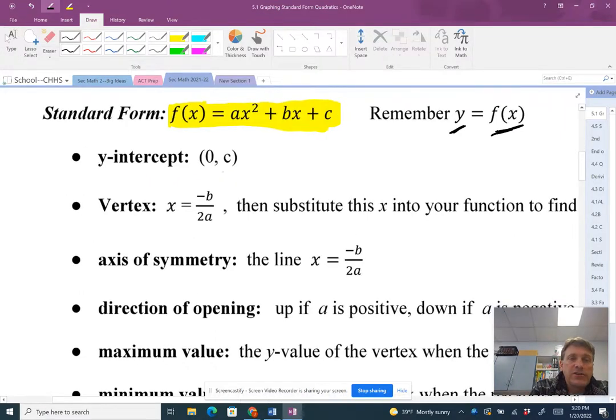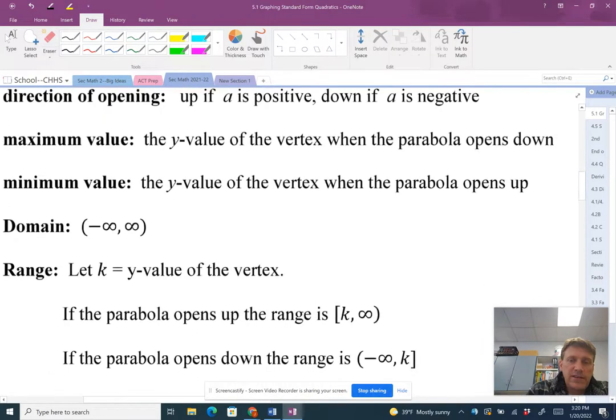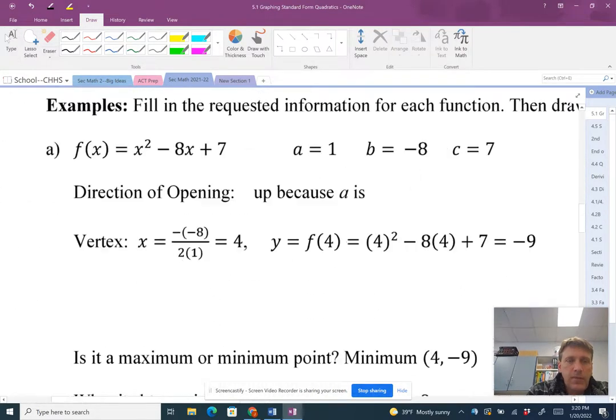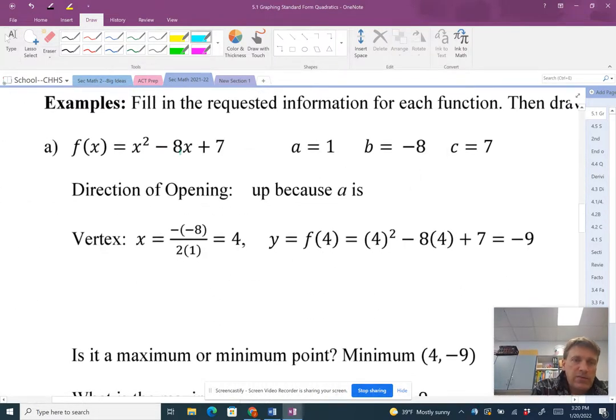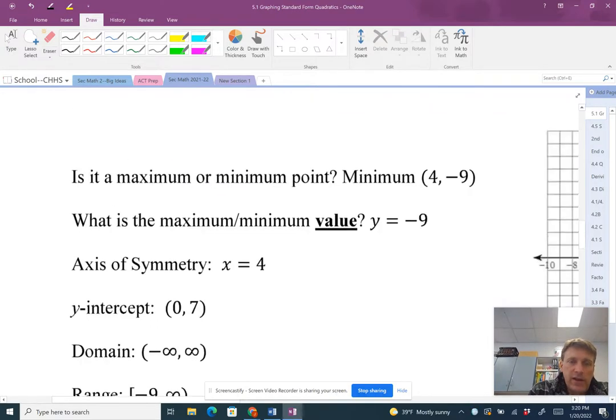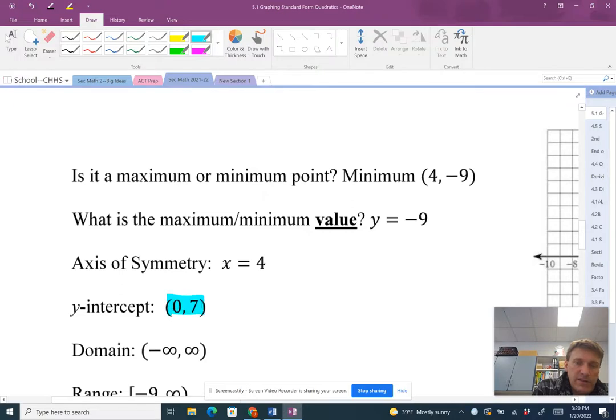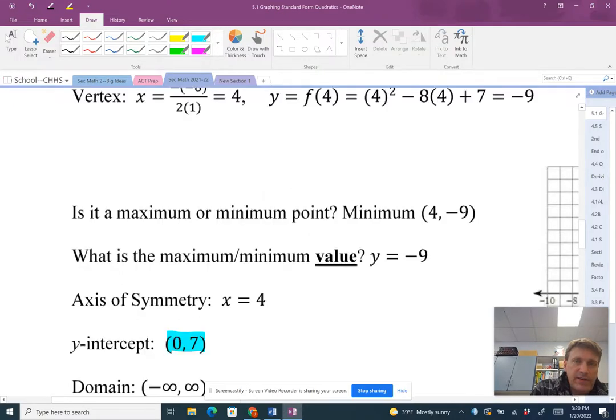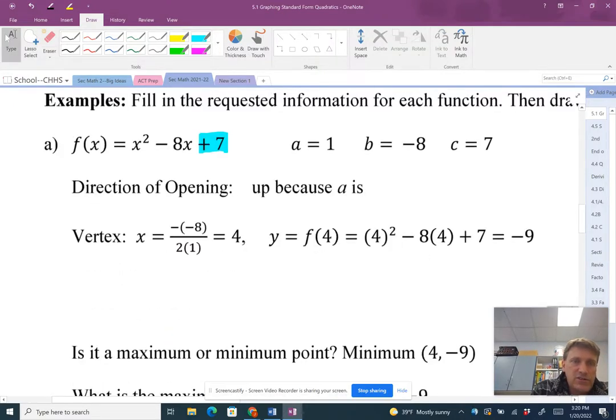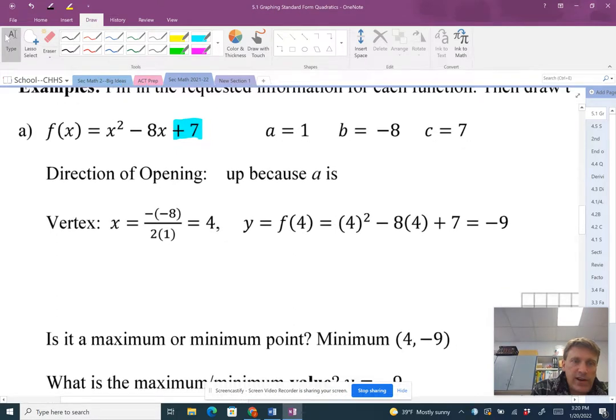The y-intercept is the c coordinate, 0, comma c. It's the last thing. So if we look down at this example, f of x equals x squared minus 8x plus 7, the y-intercept is 0, comma 7. It's from that 7, the constant term in the quadratic equation.